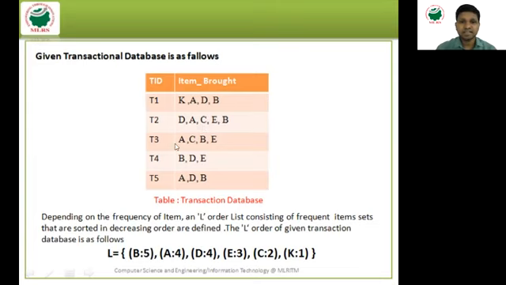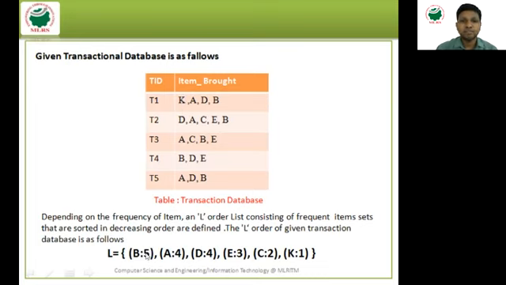Now consider T3: A is available, C is available, B is also available, E already existed. In T4, B, D, E existed. A, D, B already existed. Now we identify the unique items in the given transactional database: B, A, D, E, C, K. These are the unique items in the transactional database. Now identify the count of the unique items. For the entire table, you are going to consider the count of each and every unique item.